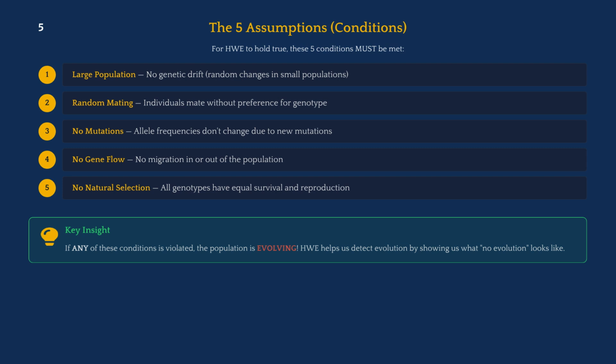Remember this simple rule. Hardy-Weinberg doesn't explain evolution, it helps us detect it. If even one of the 5 assumptions is broken, evolution has begun. That's the key idea you should never forget.